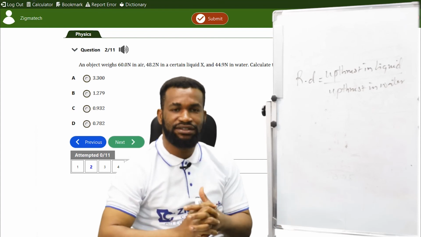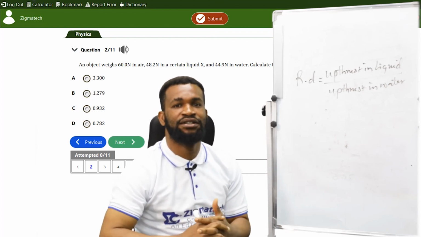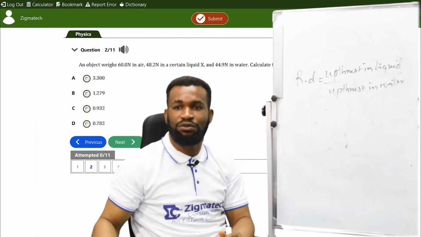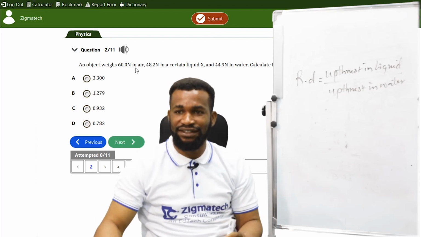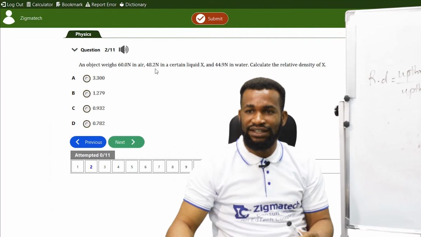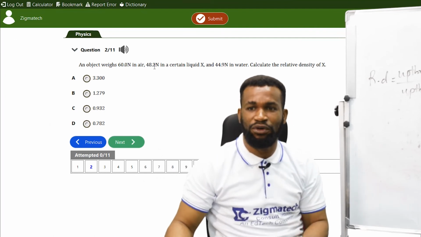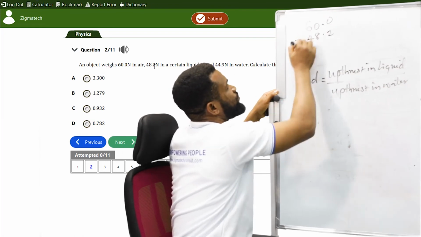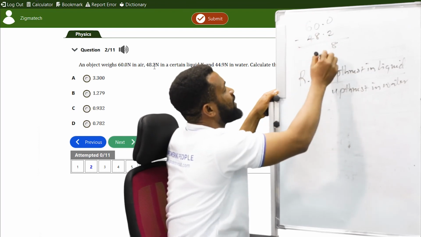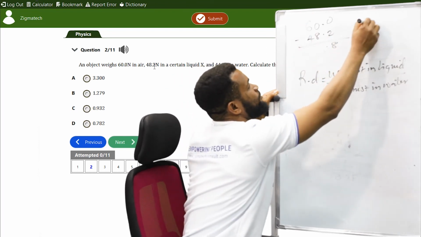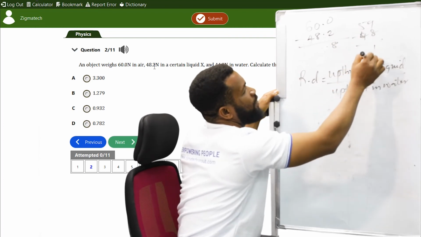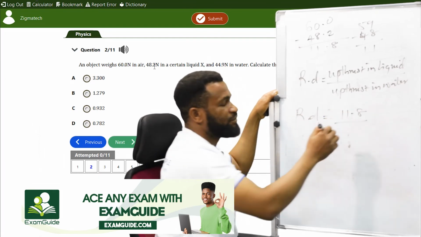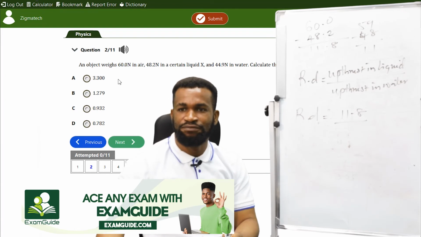Upthrust in liquid is the weight of the object in air subtracting the weight of the object when it is immersed in that liquid. So if you look at this question, the weight in air is 60, and the weight when immersed in a liquid is 48.2. So we are going to say 60 minus 48.2, and this is 11.8. Therefore, the relative density is going to be 11.8 divided by the next one.